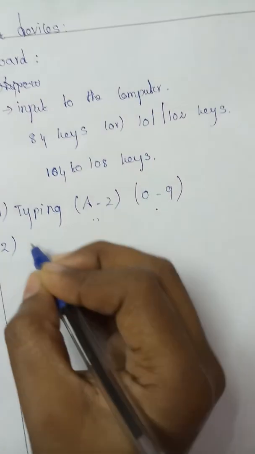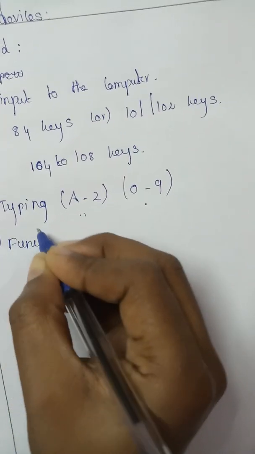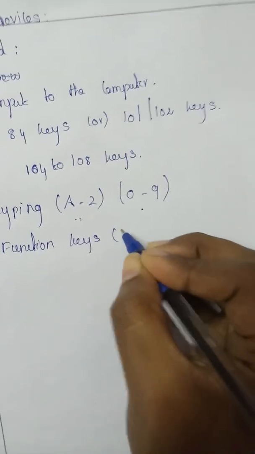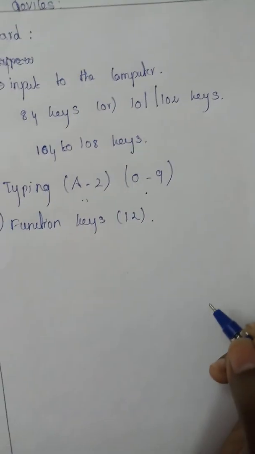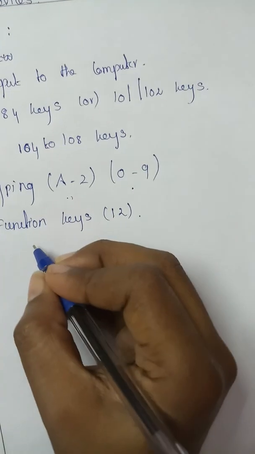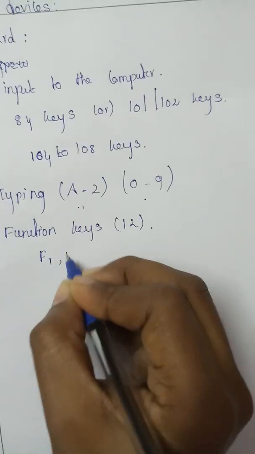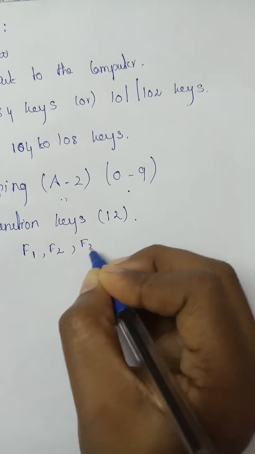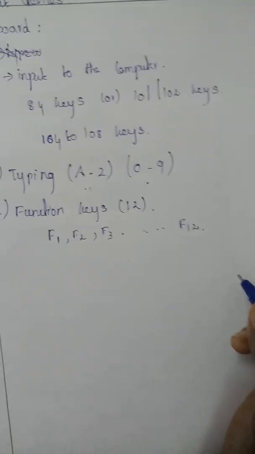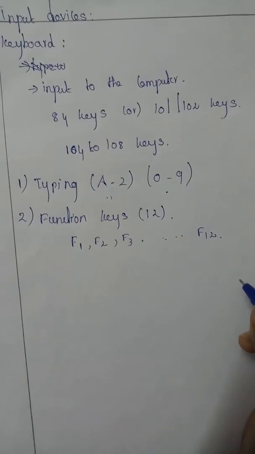The second one is function keys. There are 12 function keys. They are represented as F1, F2, F3 up to F12. These are the function keys.